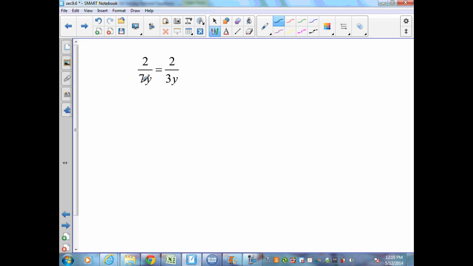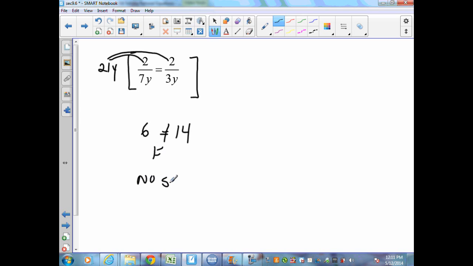On my next example, 2 over 7y equals 2 over 3y. I find a least common denominator. That will be 21y. And when I multiply across each term on each side, I'm going to get 42y divided by 7y, which will leave me with 6. And 21y times 2 is 42y, divided by 3y will leave me with 14. Notice my y's cancel out, and that leaves me with 6 equals 14, which we know is false. Therefore, there is no solution.